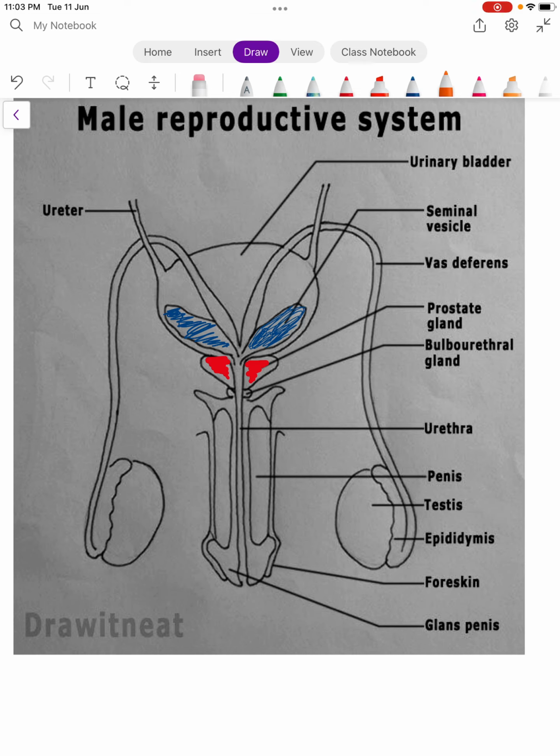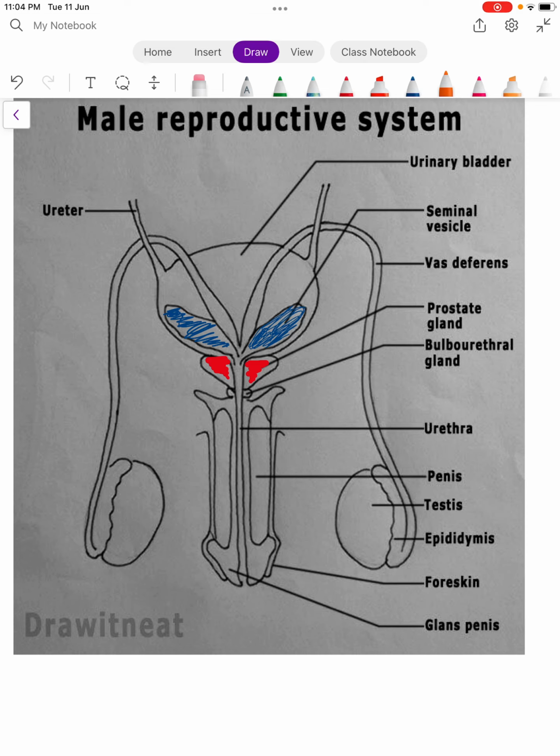So seminal vesicles are a pair of glandular sacs, okay, which occur between the urinary bladder and the rectum. The rectum is the last part of the large intestine. They produce a clear secretion known as seminal plasma. It also contains fructose, fibrinogen and many other things. Okay, so this is the seminal vesicle. Where is the seminal vesicle present? It is present between the urinary bladder and the rectum.